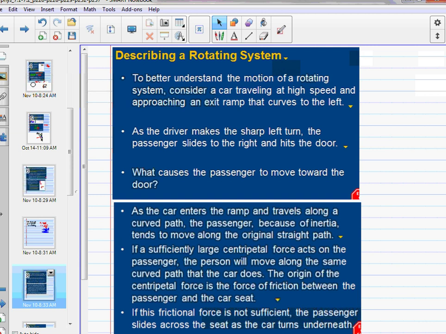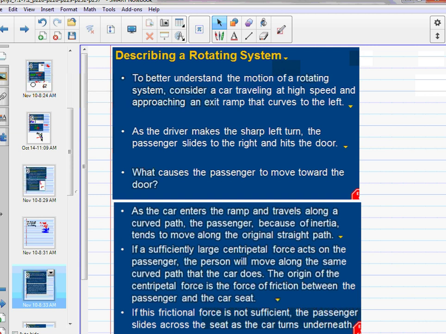Describing a rotating system. What's different between rotating and circular? It's moving itself. The object itself is rotating, like a CD, a DVD, a turntable, a microwave table. Rotating. There you go. Those are things that are rotating.